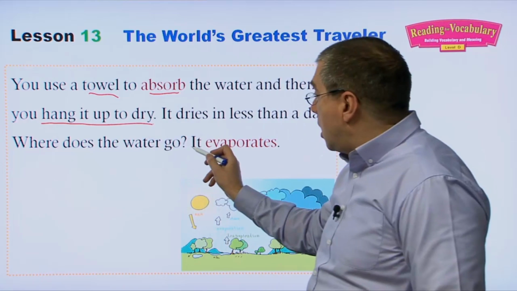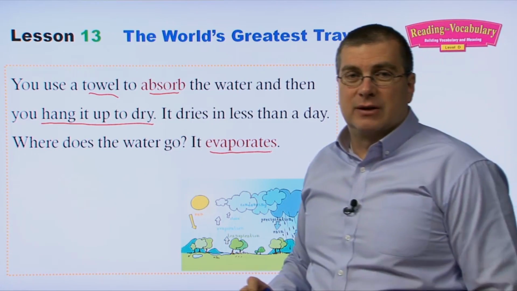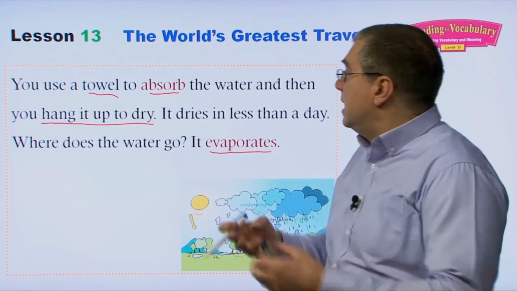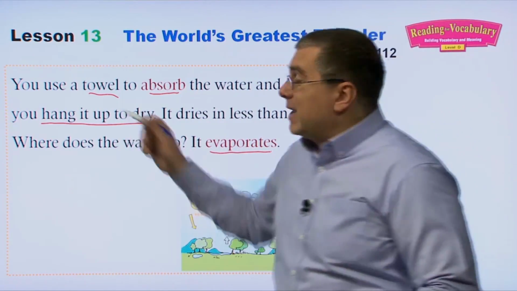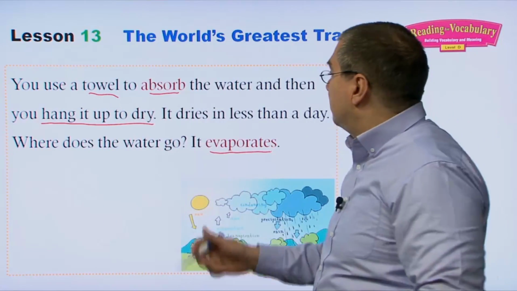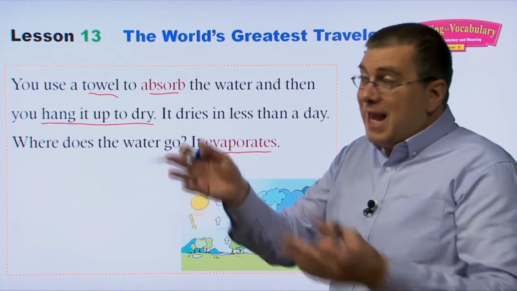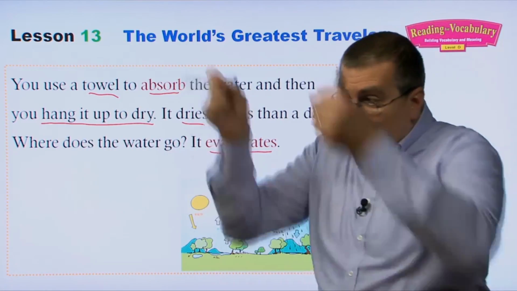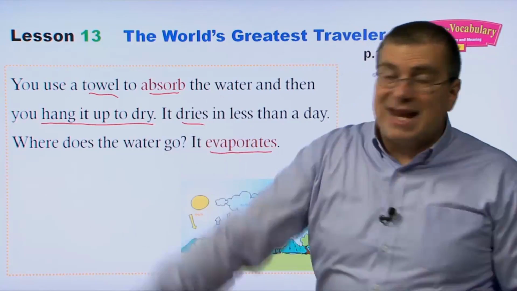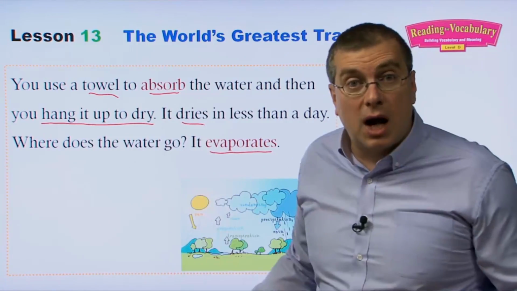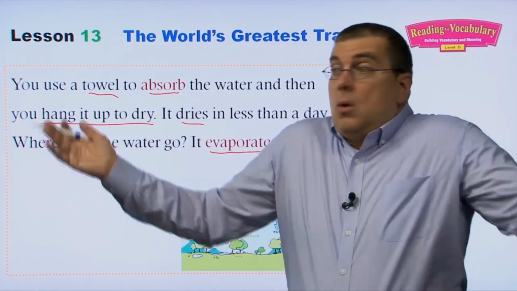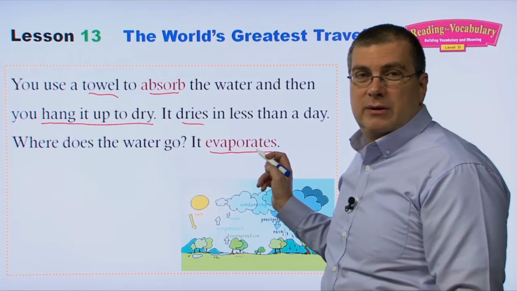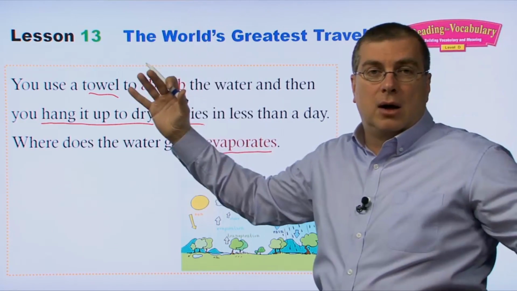Where does the water go? It evaporates. Okay, so in this example, we used a towel to dry our body. The towel is wet. We hang it up to dry. You hang it up in the morning, you come back in the afternoon, the towel is dry. So we have a question: where does that water go? Well, it evaporates, right? It goes out into the air.